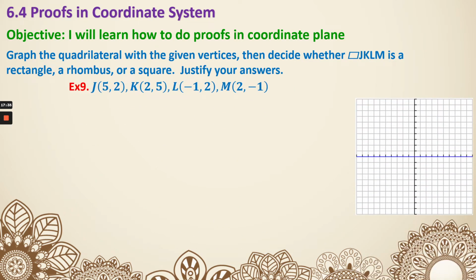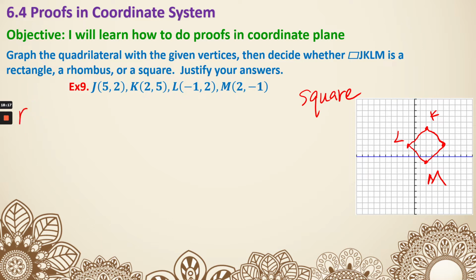Example 9. 5, 2 is J. 2, 5 is K. -1, 2 is L. And 2, -1 is M. This one clearly is a square again. And since it's going to be the same process, I'm actually going to move on to talk about the next one. So, something I want to emphasize.